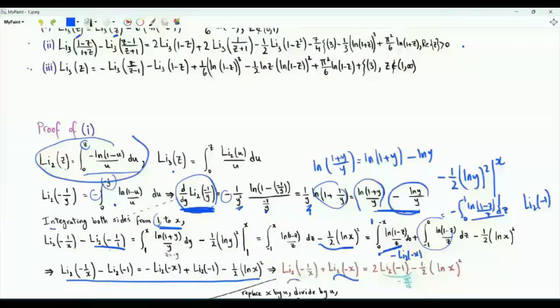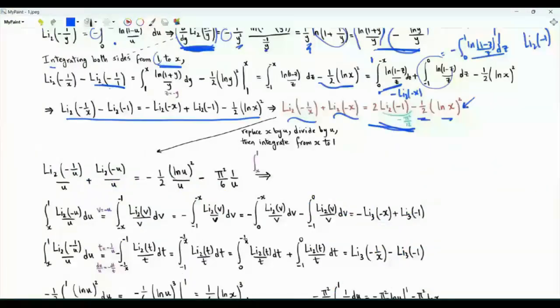The dilogarithm of -x plus the dilogarithm of -1 over x is -1/2 (ln x) squared minus pi squared over 6. Write this identity using u, divide both sides by u, then integrate from x to 1. The integral u from x to 1, the dilogarithm of -u over u, is processed by doing the change of variables v equal to -u. This is the integral v from -x to -1, the dilogarithm of v divided by v. Swap the limits of integration and multiply by -1. The integral from -1 to -x is the integral from -1 to 0 plus the integral from 0 to -x.